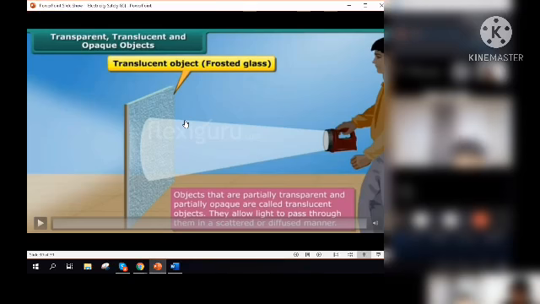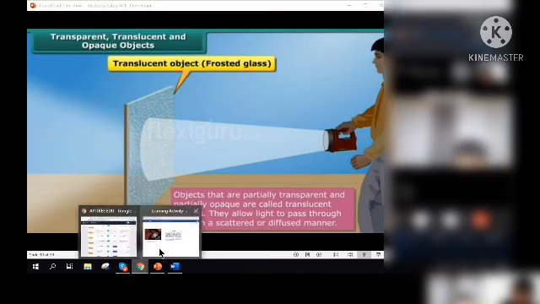And dirty glass. Yeah, okay, it can be. Okay, dirty glass as well. Okay, and how about opaque objects? Wood and metal. Yeah, wood and metal. Okay, yes, those are the things that light cannot pass through. Okay, opaque objects. Okay, next one.